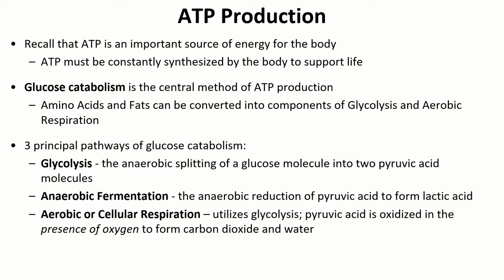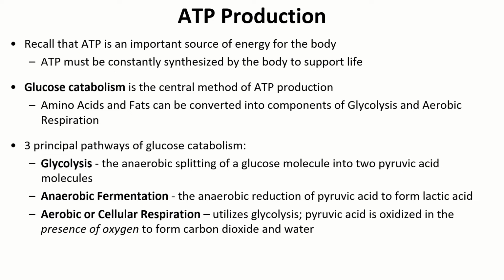Now we are going to observe how amino acids and fat products such as glycerol can be converted into components of these different pathways like glycolysis and aerobic respiration. But we are going to start with just an understanding here of how glucose runs through this process. There are 3 principal pathways we will be discussing.